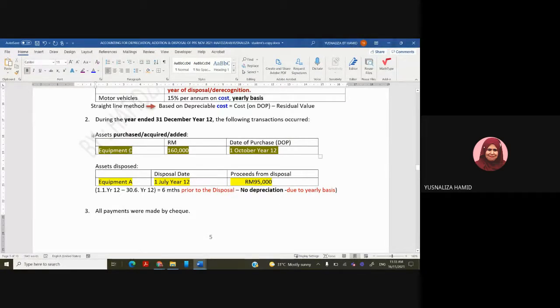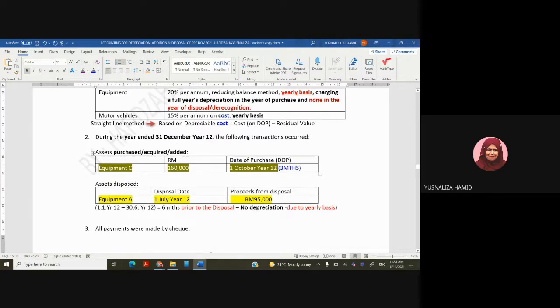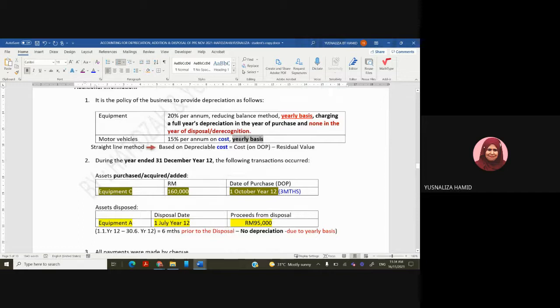And equipment C, the initial cost given is 160,000. It was purchased on 1st of October. If it is on 1st of October, it was just 3 months, because from 1st of October until 31st of December, it was just 3 months. And you will have to charge full year depreciation even though it was 3 months. So why full year depreciation? It is because of yearly basis.